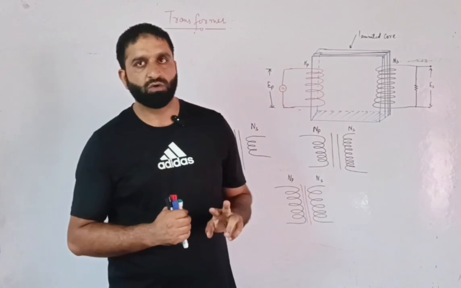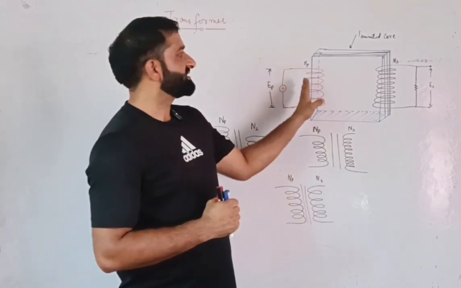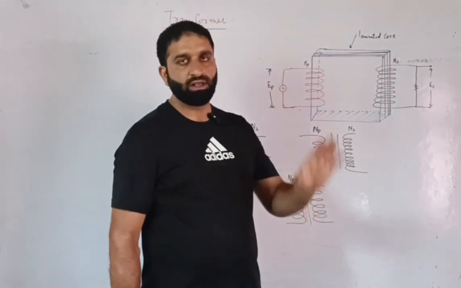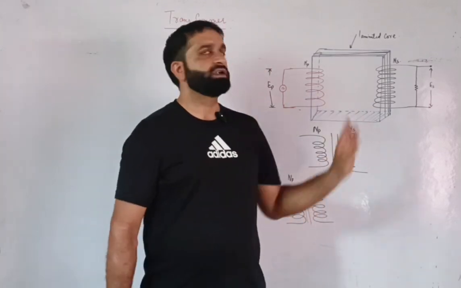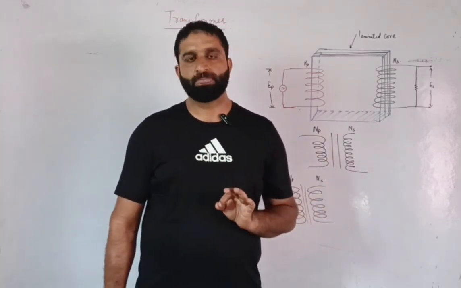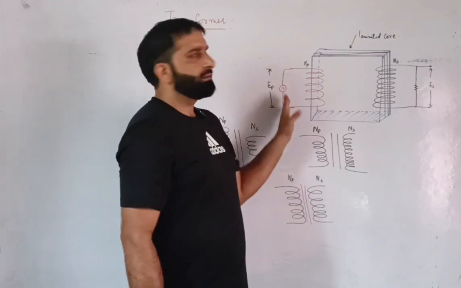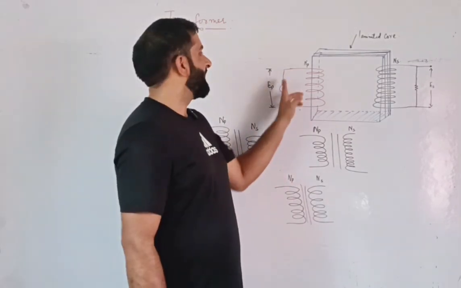In the transformer, we have two coils. One is called the primary coil and the other is called the secondary coil. Those coils are wound on a laminated soft iron core, but they are insulated from the soft iron core. What happens? One coil, mainly the primary, is charged by an AC source.